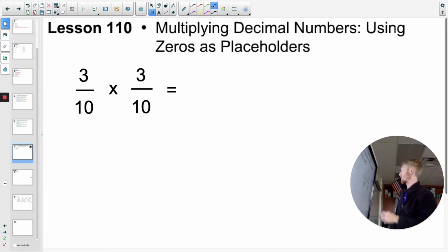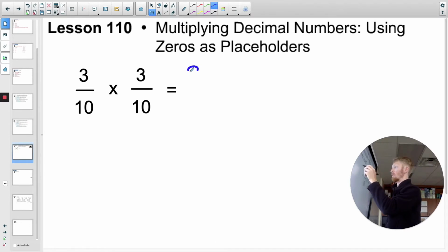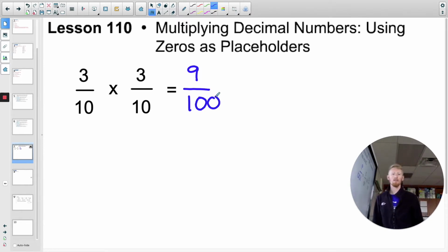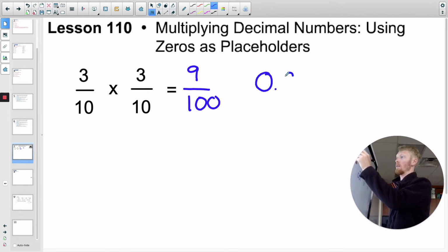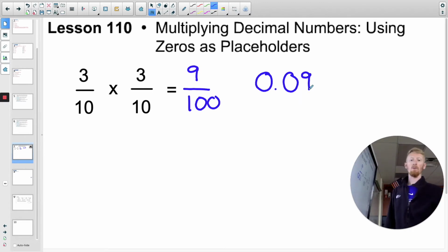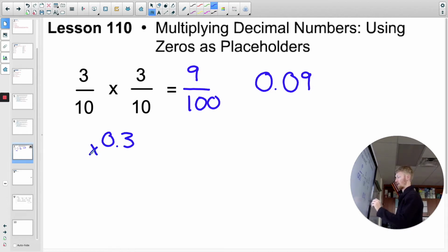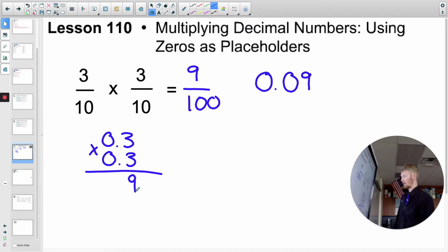If you have the fraction 3/10 times 3/10, you just multiply across. 3 times 3 is 9, and 10 times 10 is 100. 9 100ths. Now you know another way to write 9 100ths is 0.09. Now, if we were multiplying this as a decimal, so we have 0.3 times 0.3, you're going to notice something. 3 times 3 is 9, and we're done.